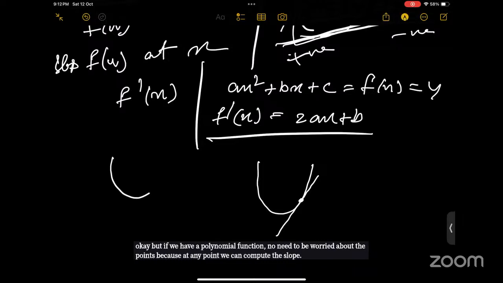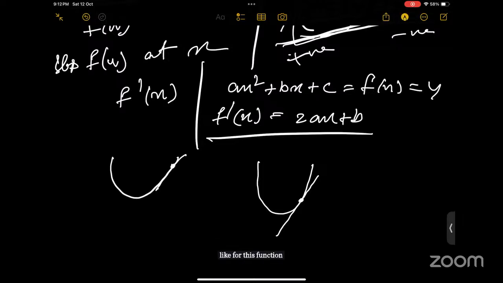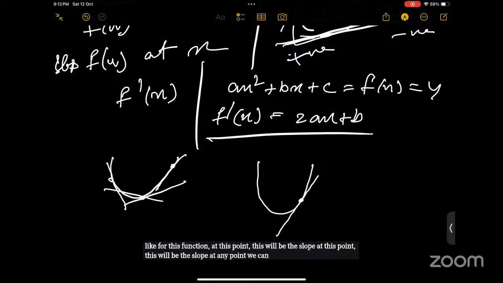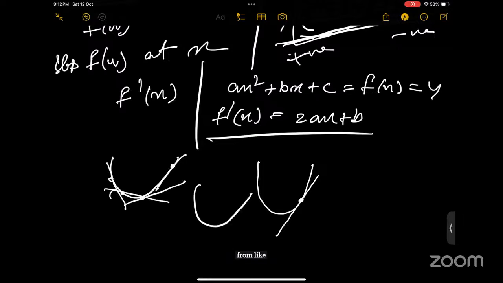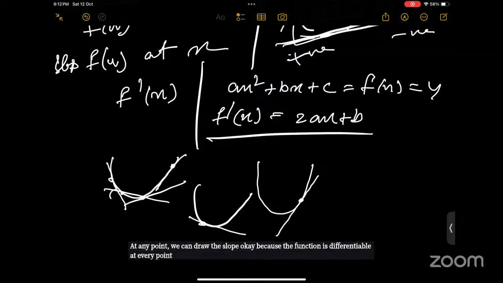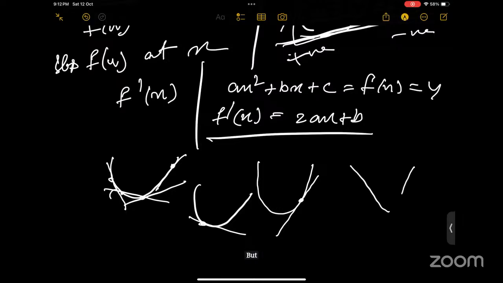Like for this function, at this point this will be the slope, and at this point this will be the slope. At any point we can draw the slope, because the function is differentiable at every point. But if we have a mod x type of function, suppose the graph of mod x, the function is not differentiable at that point, so at this point we are not able to draw the slope.